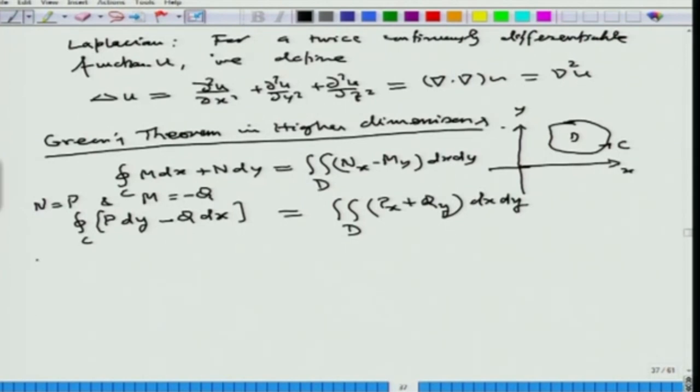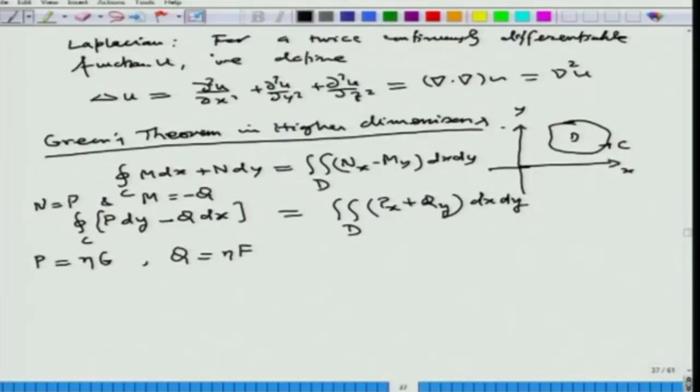Now, we take p equal to eta g and q equal to eta f. Here eta, g and f are continuously differentiable functions on D, and piecewise continuous on the boundary of D, that is on C, and C is of course assumed to be piecewise smooth. That means at each point the tangent and normal are well defined except at finitely many points.